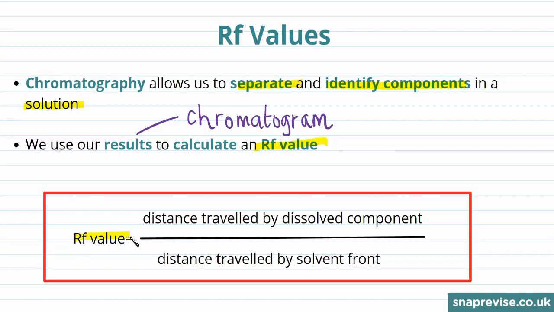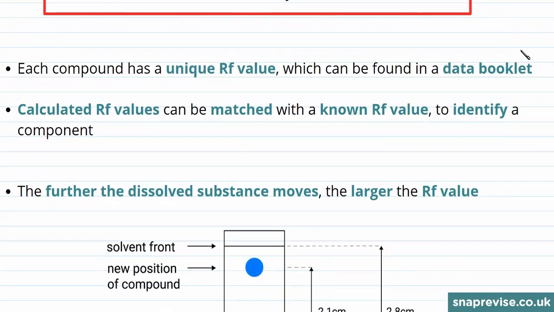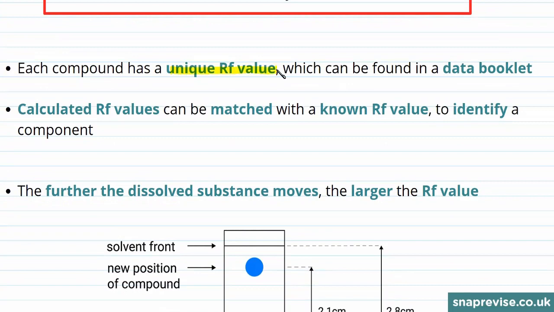The definition for an RF value is the distance travelled by the dissolved component divided by the distance travelled by the solvent front. The RF value is useful because each compound will have a unique RF value, which will have been found by repeated experiment and will be recorded in a data booklet. Therefore, if you calculate an RF value from an experiment, you can look in the data booklet and match it with a known RF value, allowing you to identify what that component is.